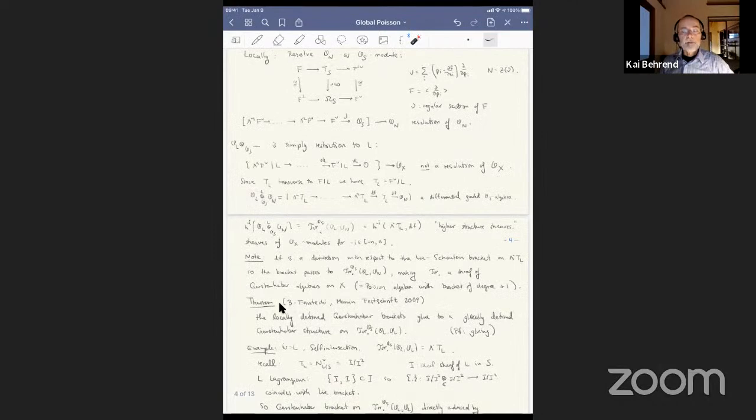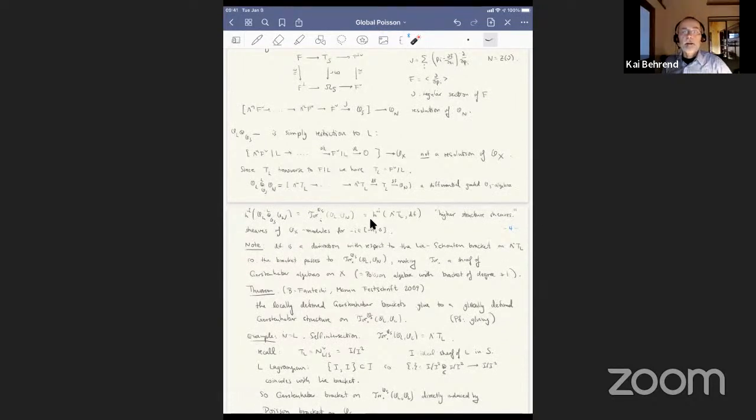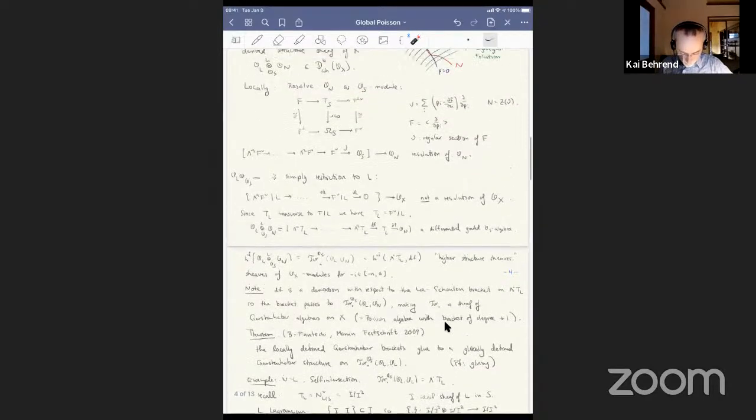This is a theorem that I proved back in a paper with Fantechi, which was our contribution to the Manin festschrift, I think around 2009. These locally defined Gerstenhaber brackets that I constructed for you here glue to a globally defined Gerstenhaber structure on these Tor sheaves, which are of course globally defined canonically on S. The proof that we came up with is a rather cumbersome gluing procedure, but that's what it is.